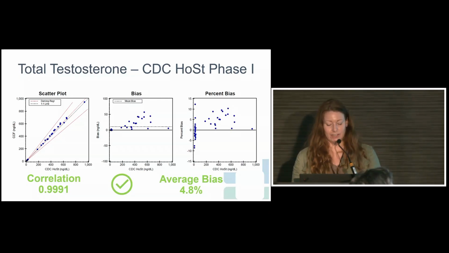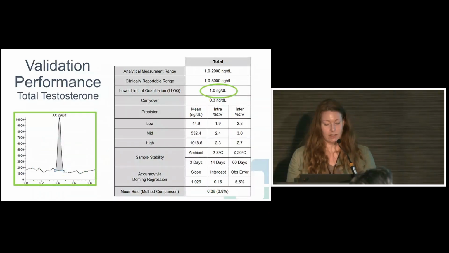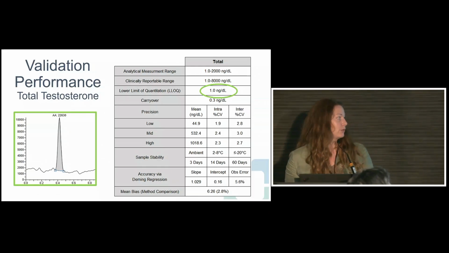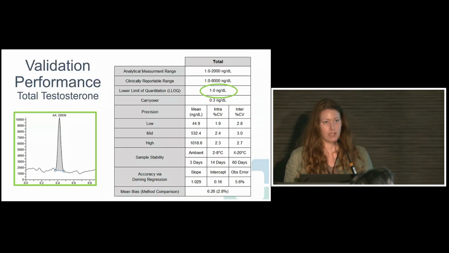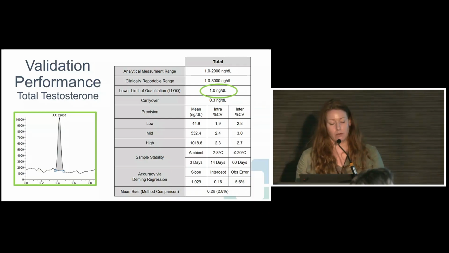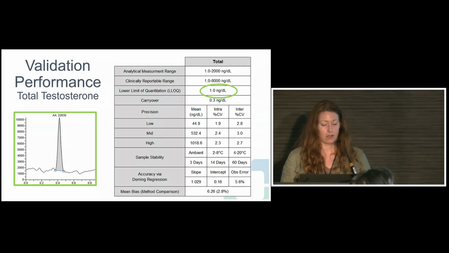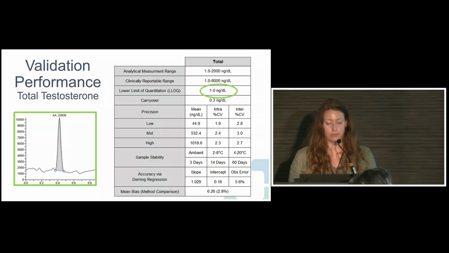We worked really hard to get the total testo running, and this is just a summary of our validation performance. We were able to achieve our dynamic range from 1 to 2,000. I think to date, since we've been live, there's only been a handful of repeats due to being over the AMR, which is really nice for the bench workflow, so they're not having to continually repeat samples.